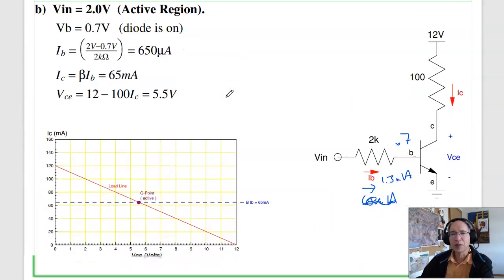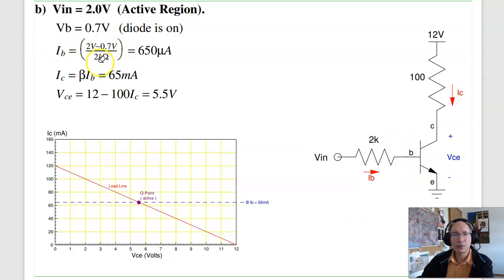Second mode of operation, the active region. This is what we do in 321 analog electronics. In the active region, I apply a DC offset for Vin, say 2 volts. The current then at the base is 2 minus 0.7 over 2K. Nominally, I have 650 microamps flowing. Times beta, if beta is 100, gives you 65 milliamps.